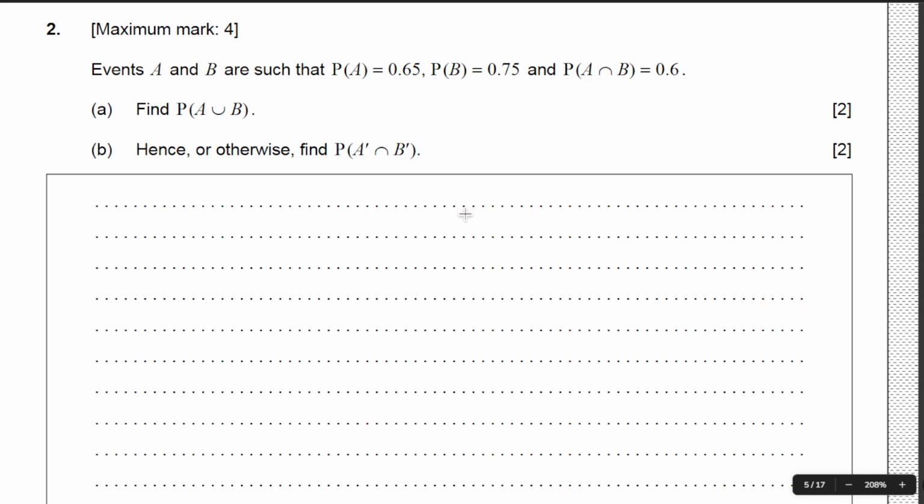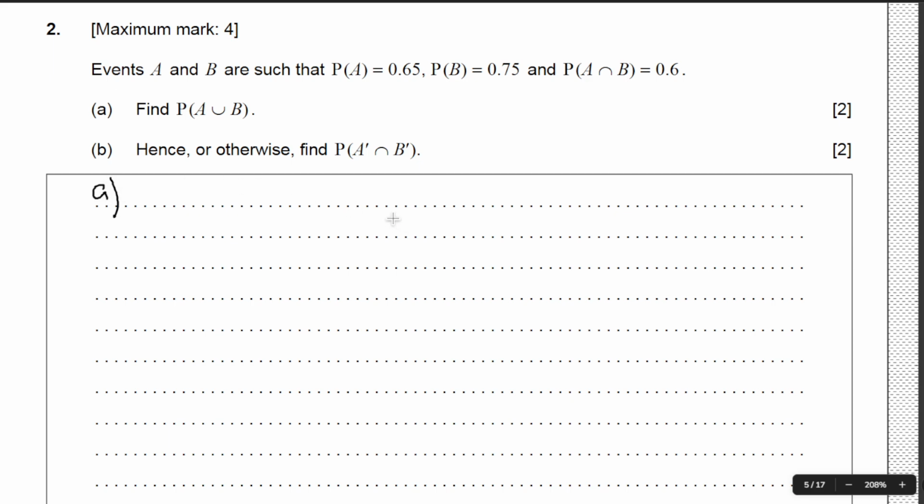Events A and B are such that P of A equals 0.65, P of B equals 0.75, and P of A intersection B equals 0.6. Find P of A union B. Hence or otherwise, find P of not A intersection not B.